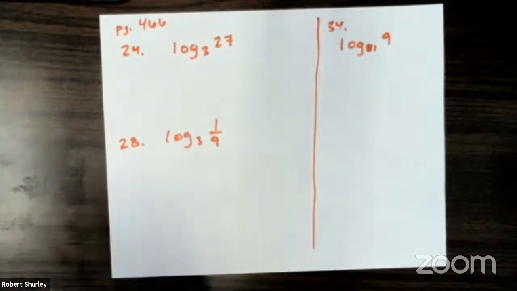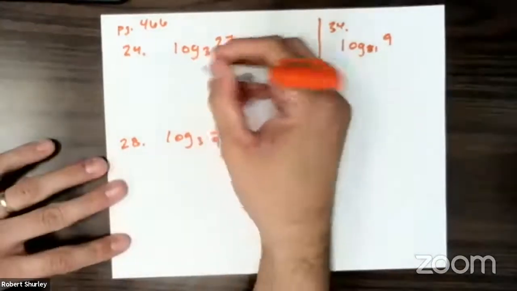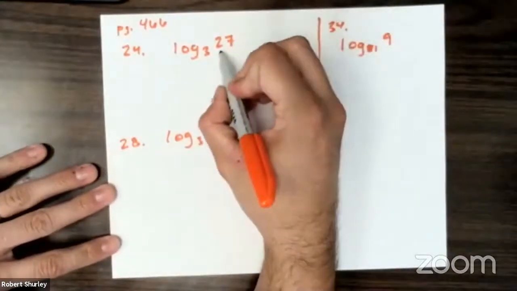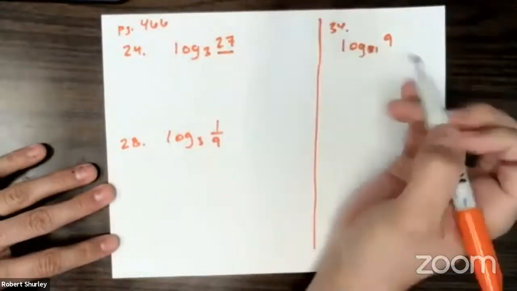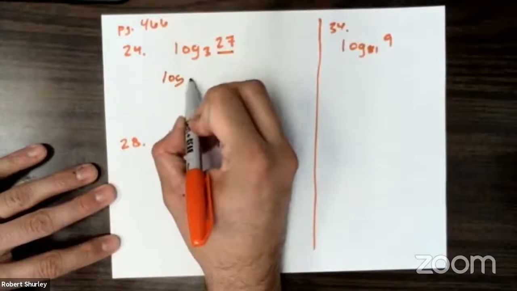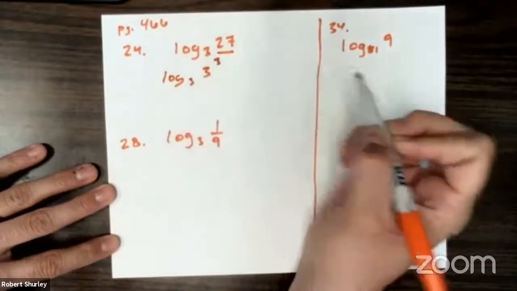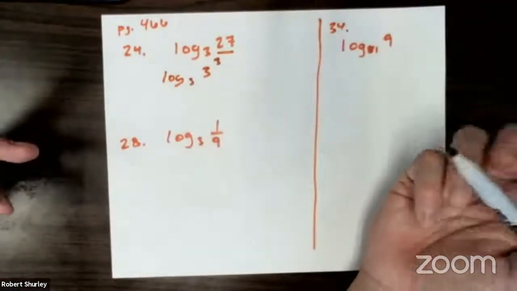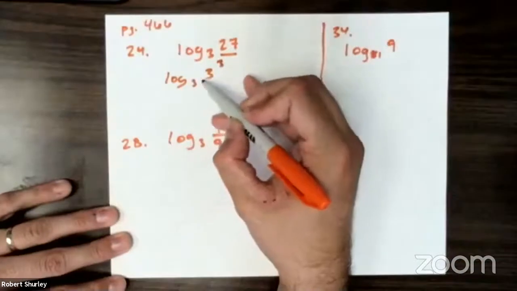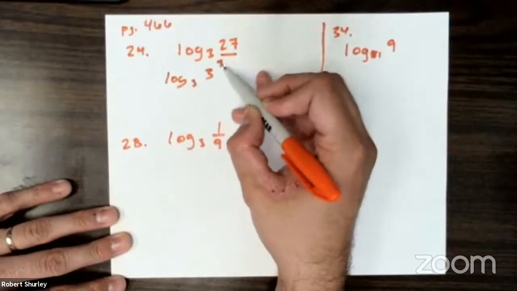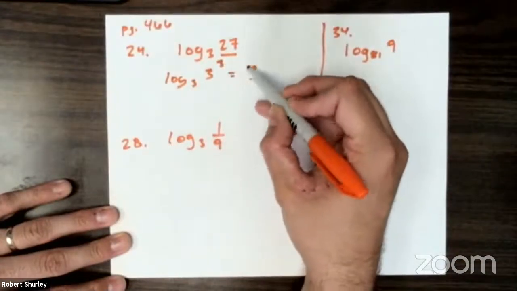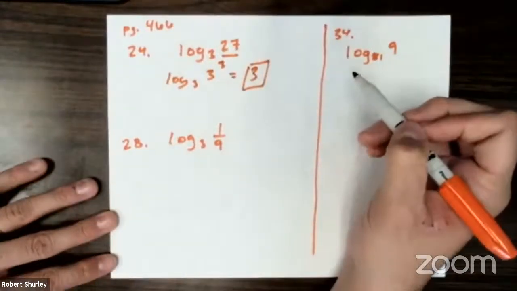Okay. Let's see if I can attempt these. Log base 3 of 27. That's not bad. I've got to think, can I get 27 in base 3? Yeah, that's just 3 to the third, right? 3 times 3 times 3 is 27. So look, these cancel. The log base 3 of 3 cancels. It leaves us with the exponent. So we wind up with just 3.